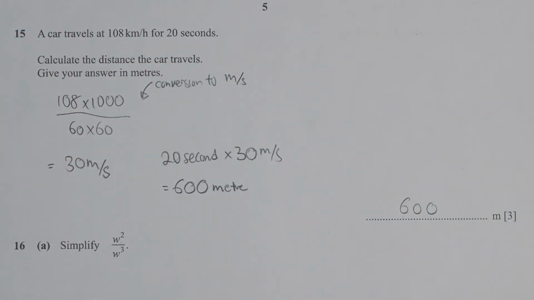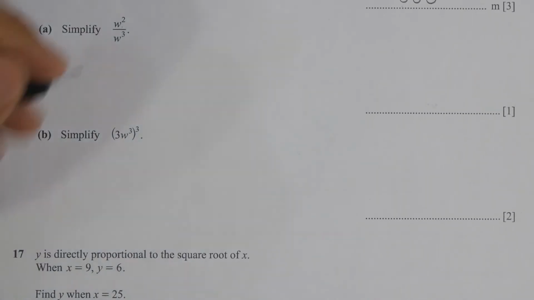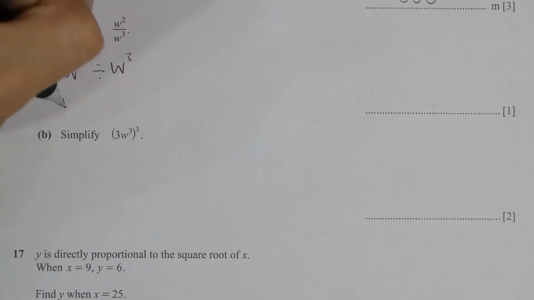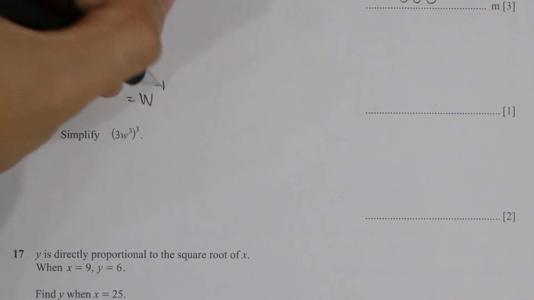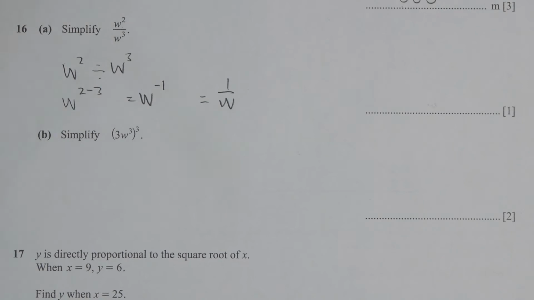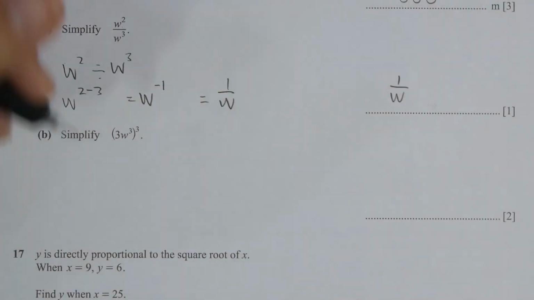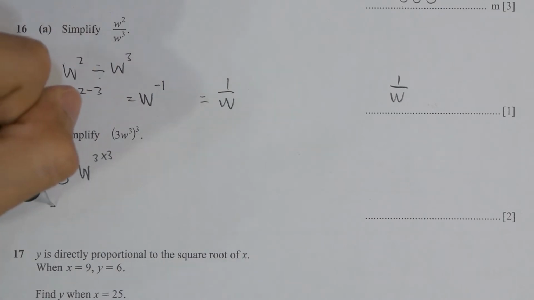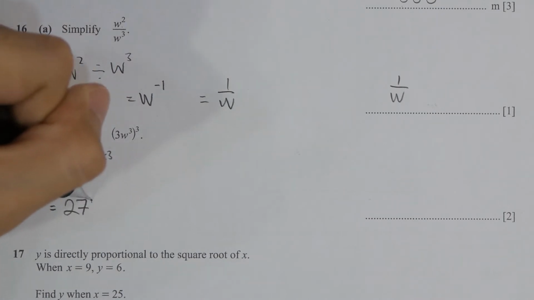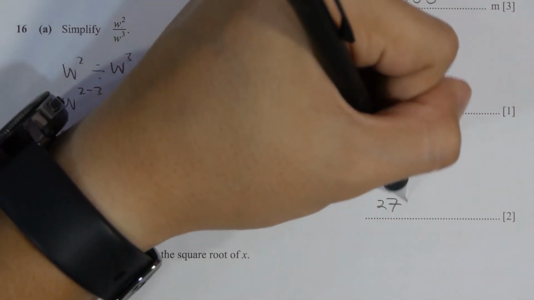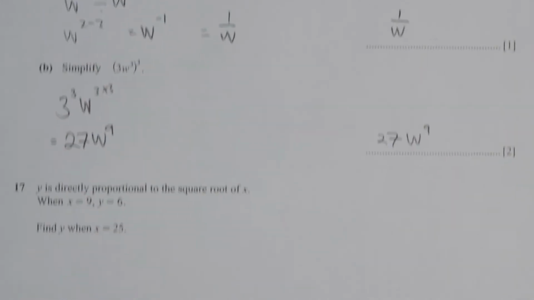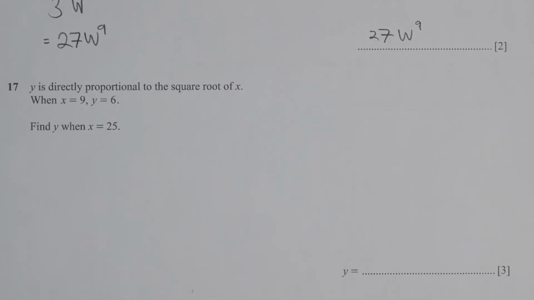Question 16 is actually an indices question. So division stands for minus when their base is the same. So W to the power of 2 minus 3 will be W to the power of -1. So the result will be 1 over W. Whereby for B, simply multiply the power of 3 into both of the variables inside, which is 3 to the power of 3 and W to the power of 9. So the final result will be 27 W to the power of 9.